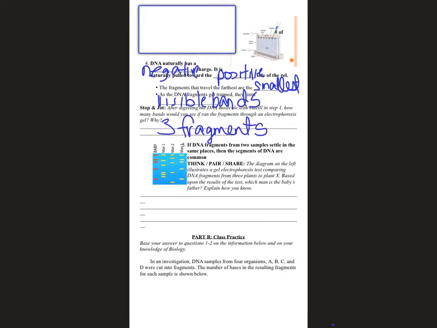Step 5. If DNA fragments from 2 samples settle in the same places, then the segments of DNA are common. The diagram on the left illustrates a gel electrophoresis test comparing DNA fragments from 3 men and a baby. Based upon the results of the test, which man is the baby's father? Explain how you know. Take this time now to pause the video and try to determine which man is the baby's father based on everything we just reviewed.